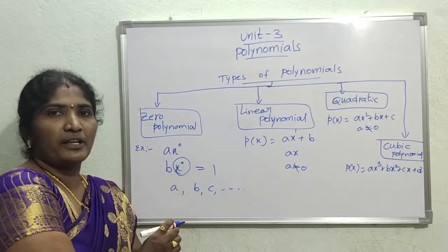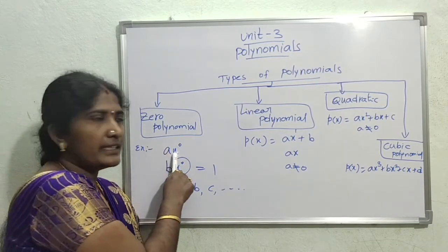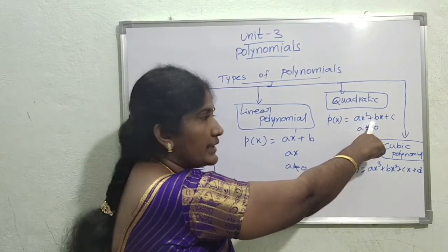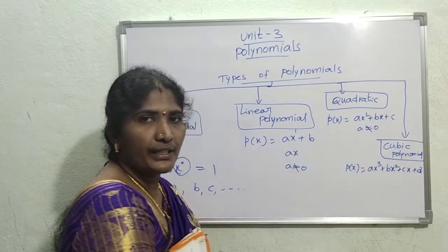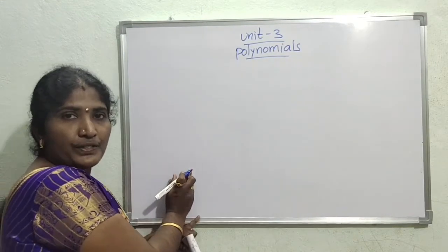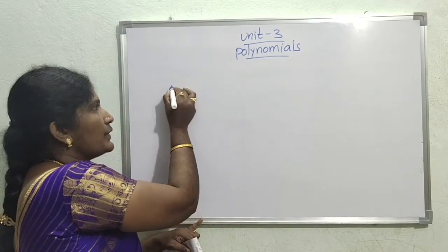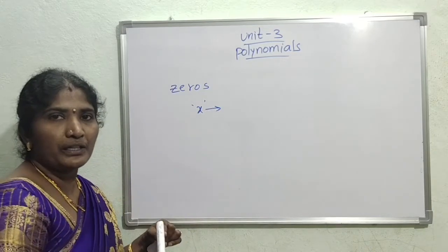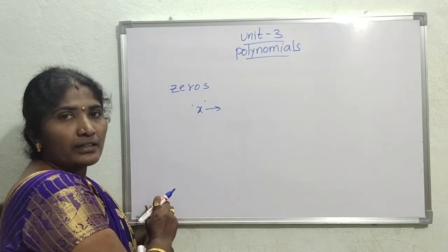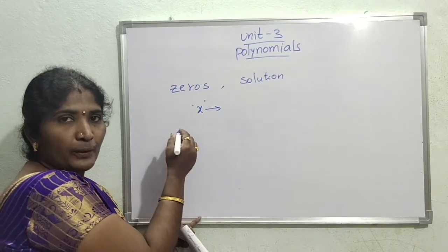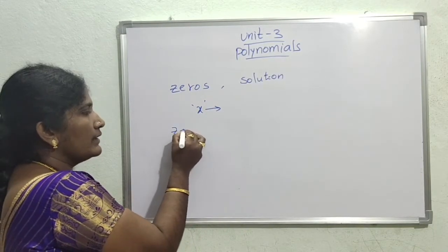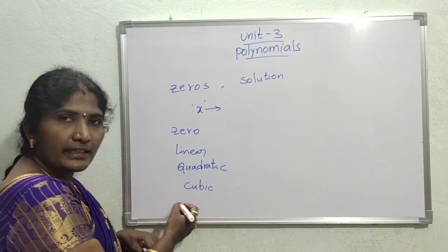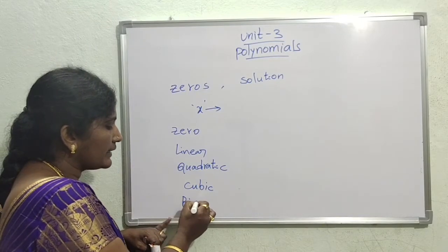So these are the types of polynomials. First, zero polynomial, highest degree is 0. Linear polynomial, highest degree is 1. Quadratic polynomial, highest degree is 2. Cubic polynomial, highest degree is 3. Next, the number of zeros a polynomial contains. Zeros means the value of variable x which satisfies the given polynomial is called a zero or solution. Now, what are the types of polynomials we learned? Zero polynomial, linear, quadratic, cubic. And if the highest degree is 4, then it is called a biquadratic polynomial.